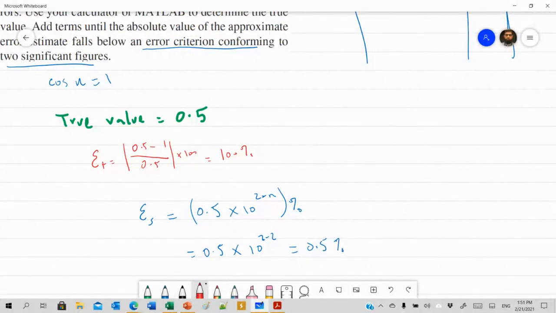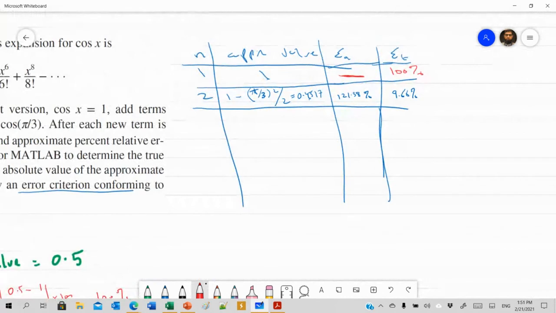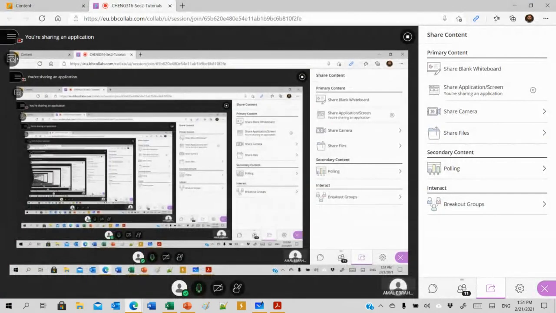Of course, you always compare this with your approximate error. So far it was 121%. You have to continue until the error falls below 0.5%. So you keep adding terms 3, 4, 5. See when you are going to get the error less than 0.5%, and you can stop there. It's just a matter of repeating the steps. Please do try it yourself, and you can try other problems. I'll stop here. If you have any questions, please feel free to ask. Stop recording.